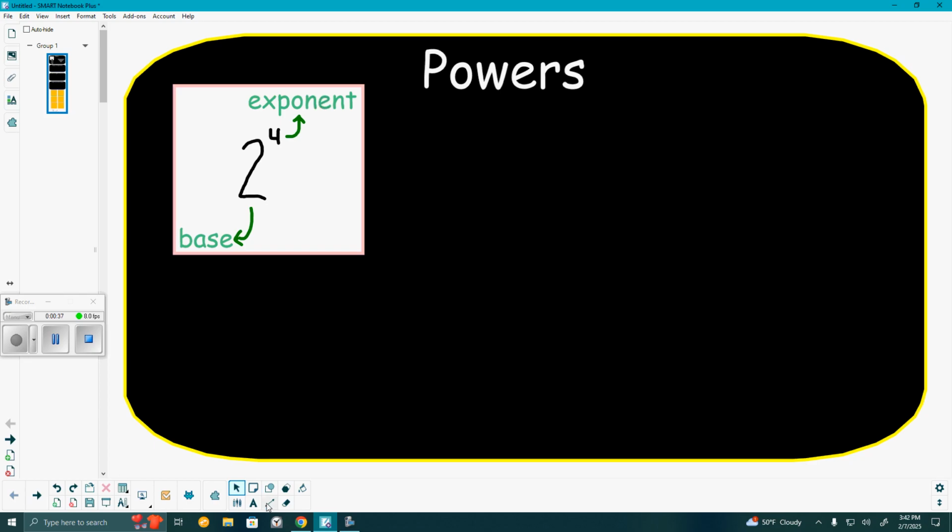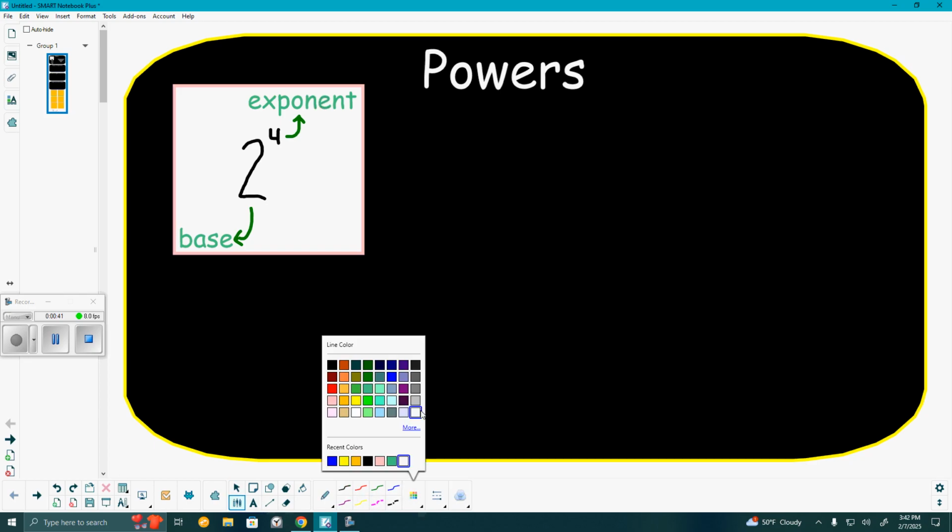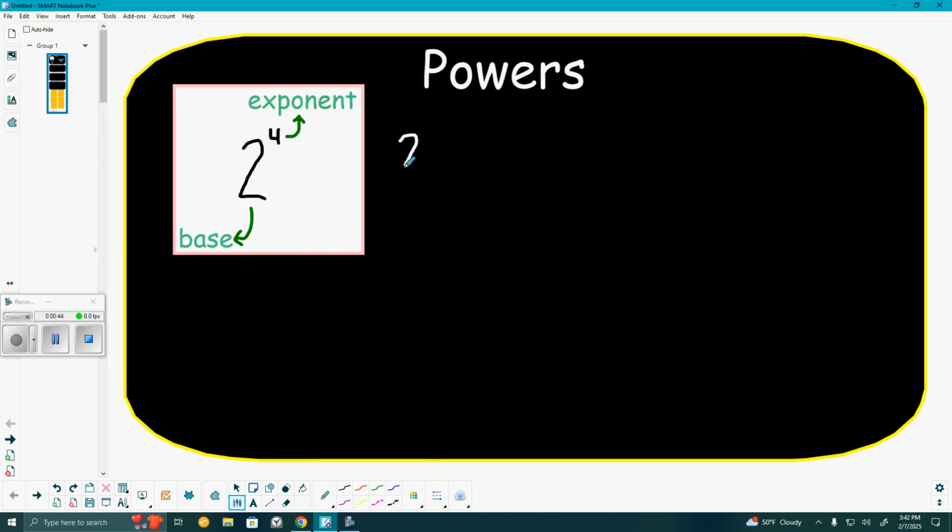Now when we have an exponent, it means that our base is being multiplied by the base as many times as the exponent says. So because 2 is our base, that's the number being multiplied. Because 4 is our exponent, that's how many 2s we need to have.